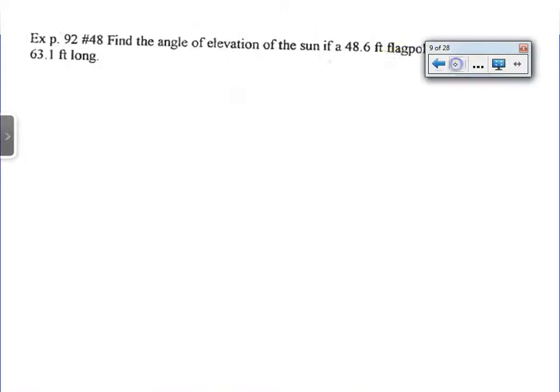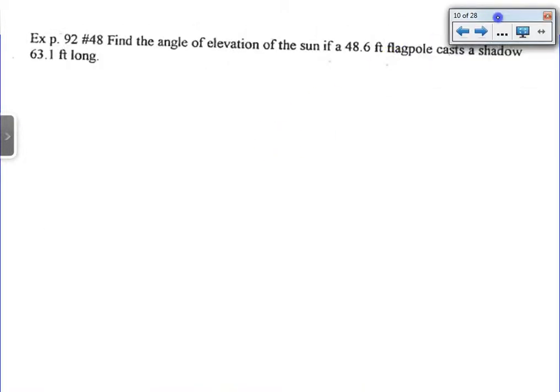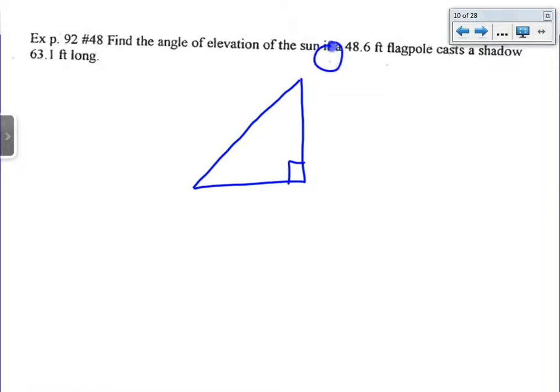Alright, next example. Find the angle of elevation of the sun if a 48.6 foot flagpole casts a shadow that is 63.1 feet long. So we got this flagpole again. And the angle of elevation would be from the ground up to the sun. So the flagpole's here, your sun's somewhere up here. There's the sun. And he's casting a shadow on the ground. So the shadow is 63.1 feet long. The height of the flagpole is 48.6, and the angle of elevation we don't know.